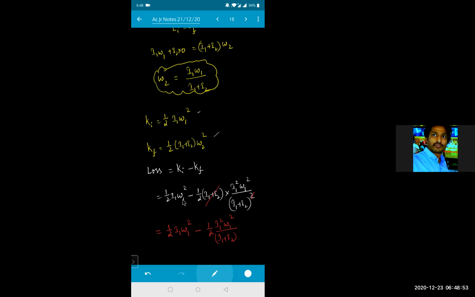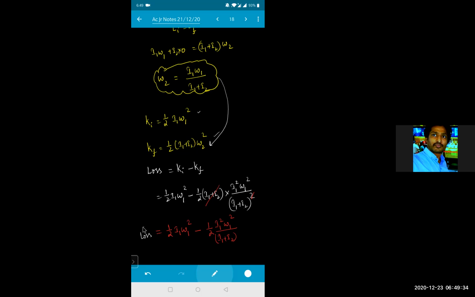Initial is half into I1 omega 1 square minus K final, which is half I1 plus I2 into omega 2 square. We got the omega 2 value, so take this value and substitute it here. Omega 2 is equal to I1 omega 1 divided by I1 plus I2, so square it: I1 square omega 1 square divided by I1 plus I2 whole square. One factor of I1 plus I2 will get cancelled. So the answer I am getting is half I1 omega 1 square minus half I1 square omega 1 square divided by I1 plus I2. So this is your loss.